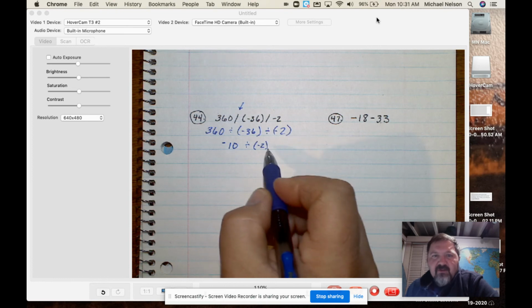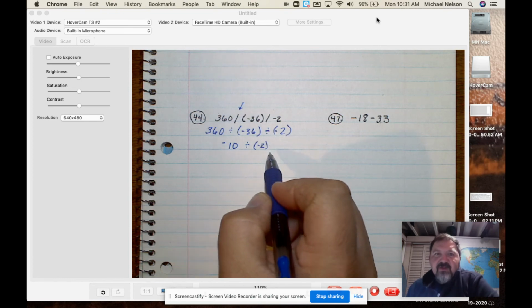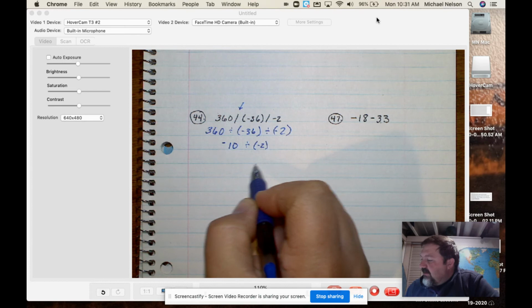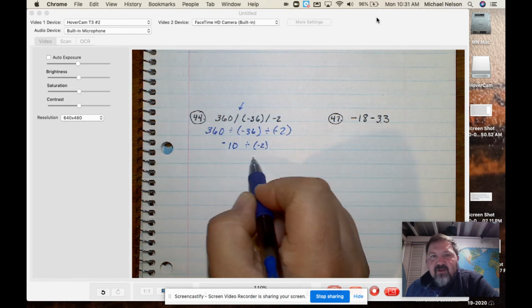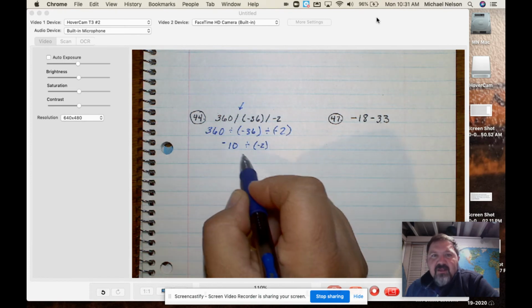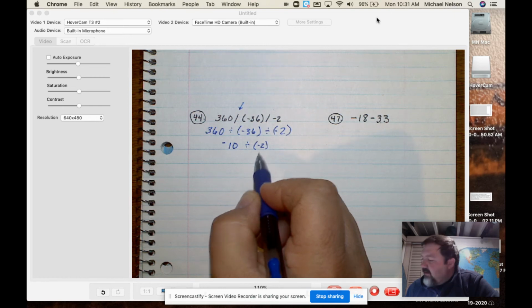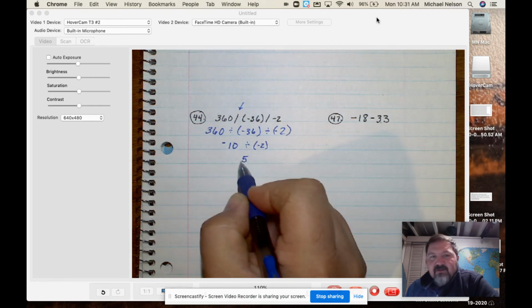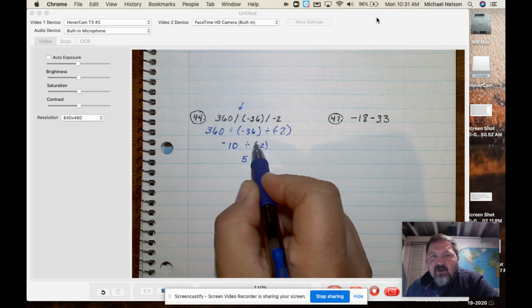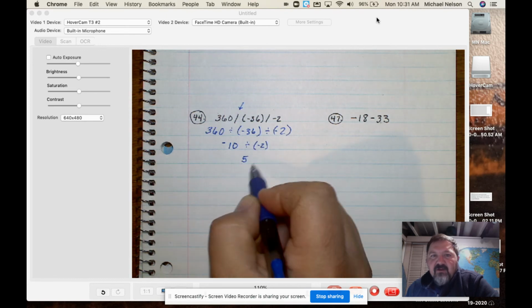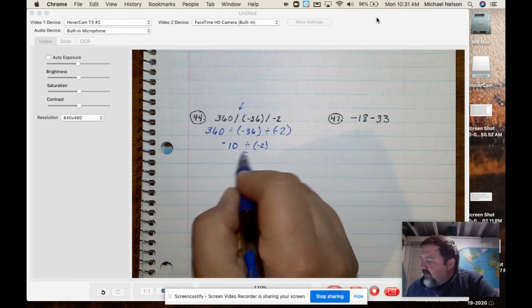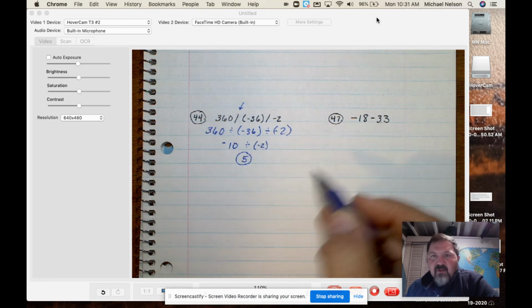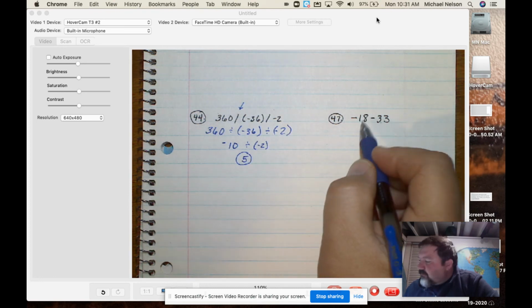The hovercam's having a lot of lag today, so I hope that's not messing you up too much. You've got two negatives this time, and it's going to be 10 divided by 2, which is 5, but the two negatives are already in the problem. They cancel each other out. You're going to have a positive 5. So there's that answer. 47.